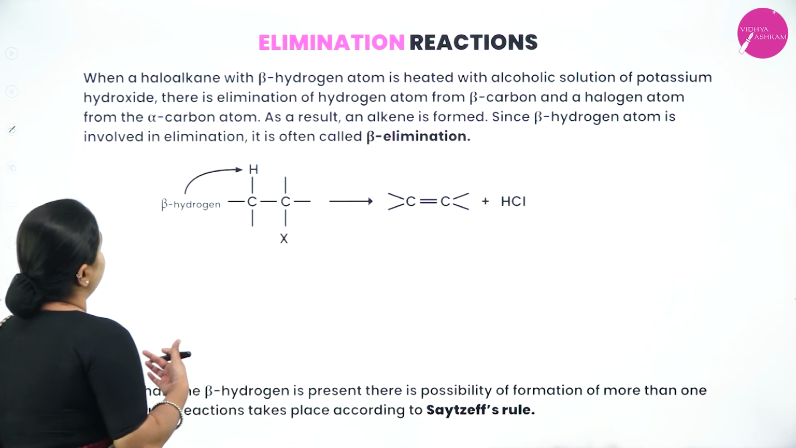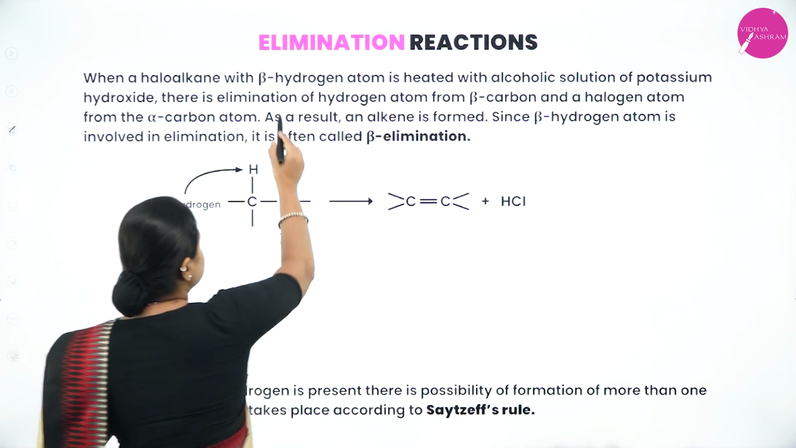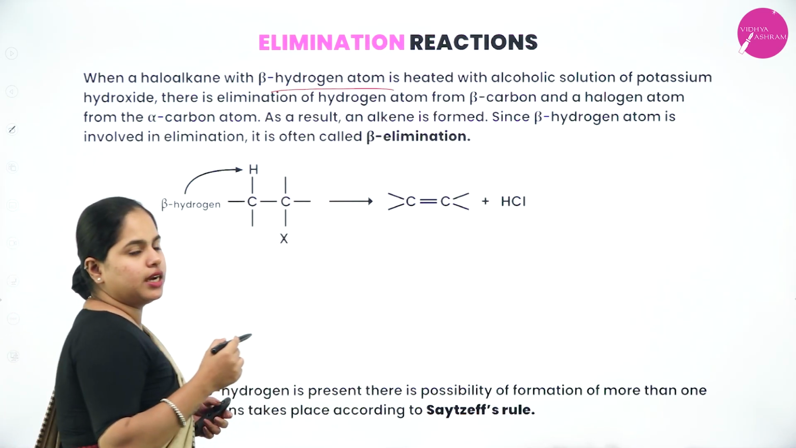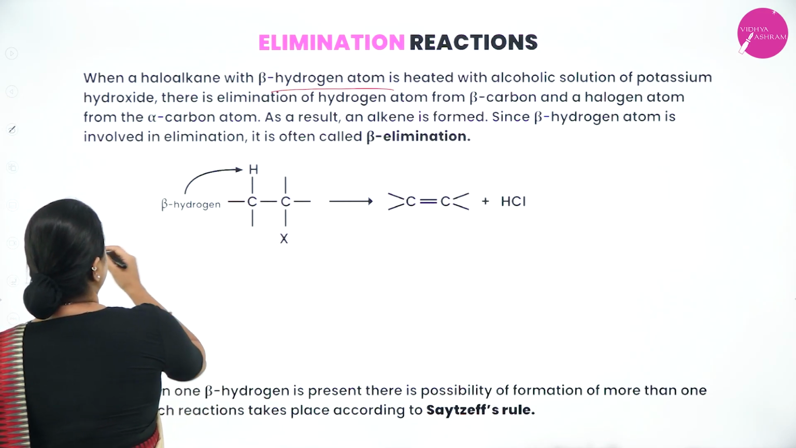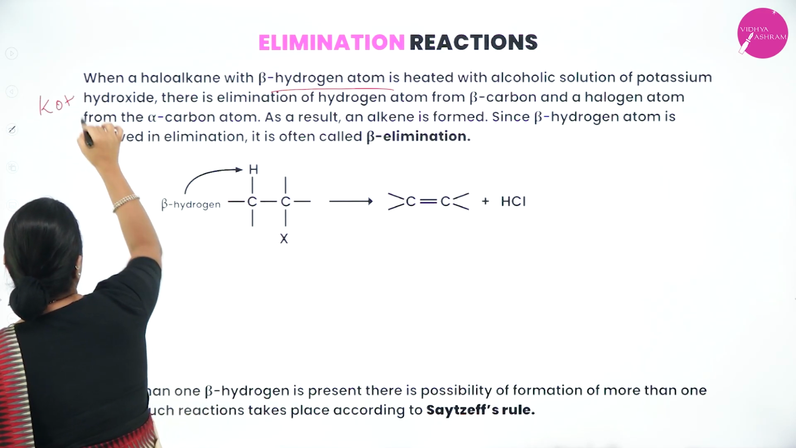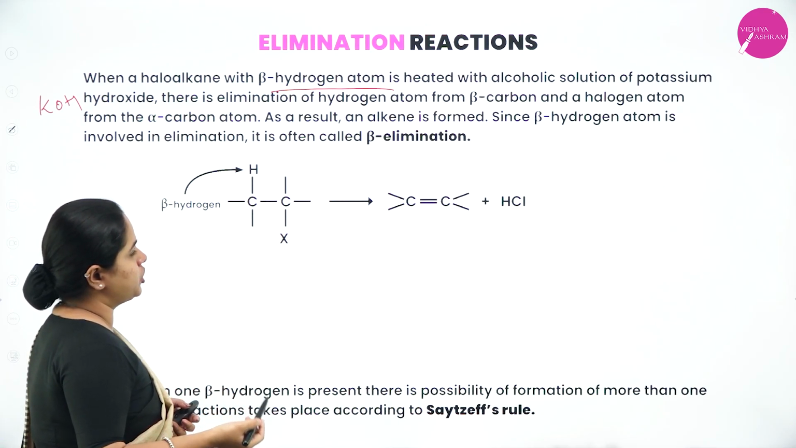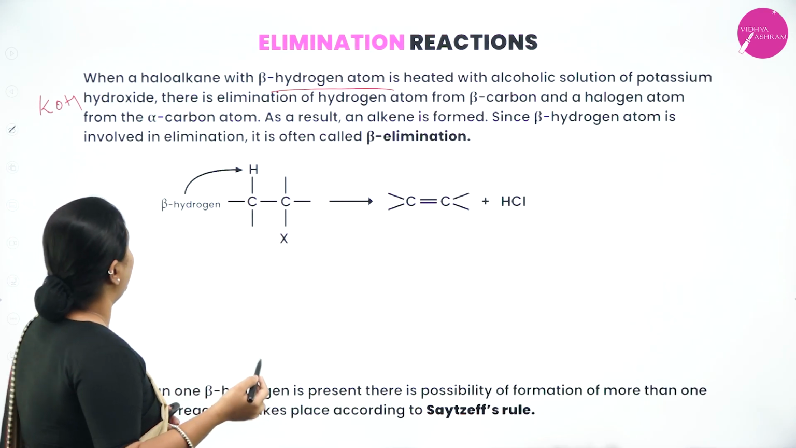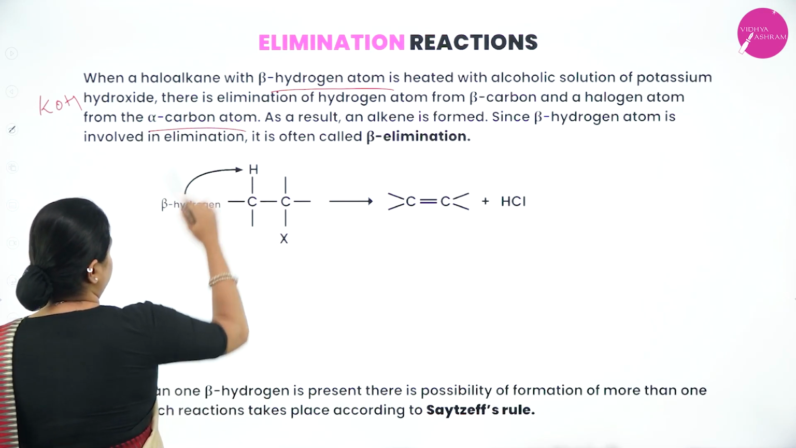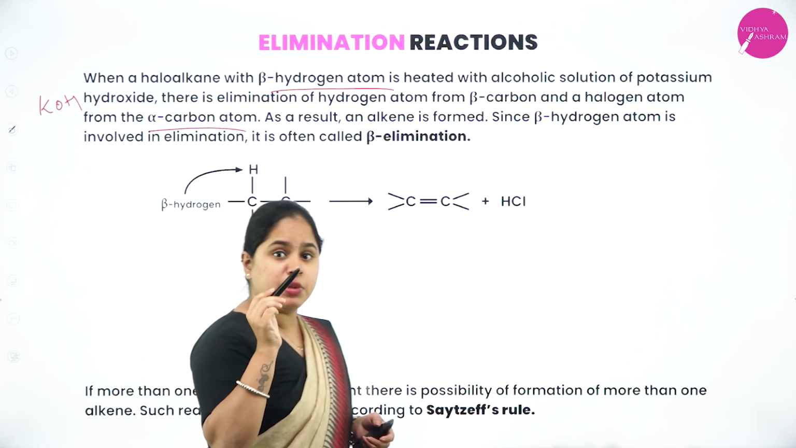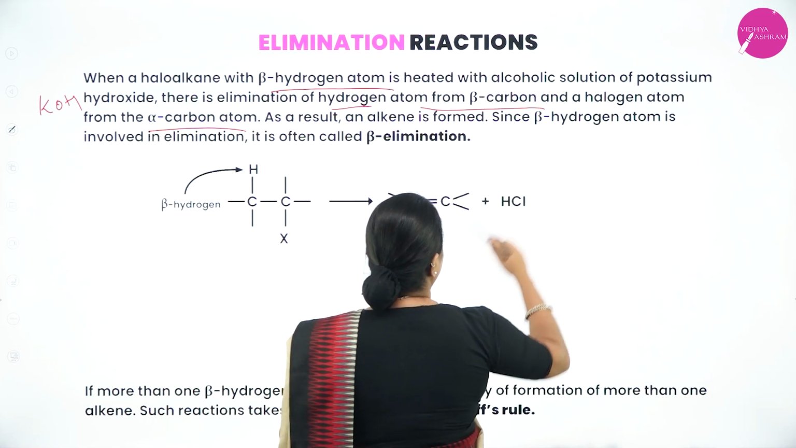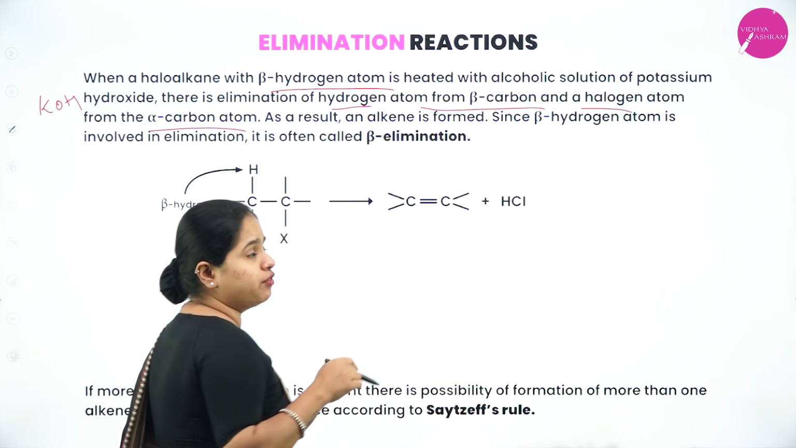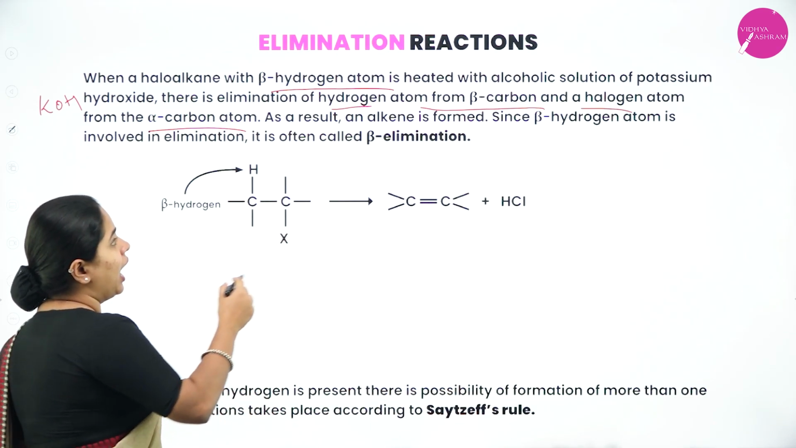Okay, so let's see. When a haloalkane with beta hydrogen atom, now what is beta hydrogen atom? I'll explain. When it is heated with alcoholic solution of potassium hydroxide, that is KOH, there is elimination of hydrogen atom from the beta carbon and a halogen atom from the alpha carbon. So what you have to remember, there will be elimination of hydrogen from the beta carbon and halogen from the alpha carbon. As a result, an alkene is formed.